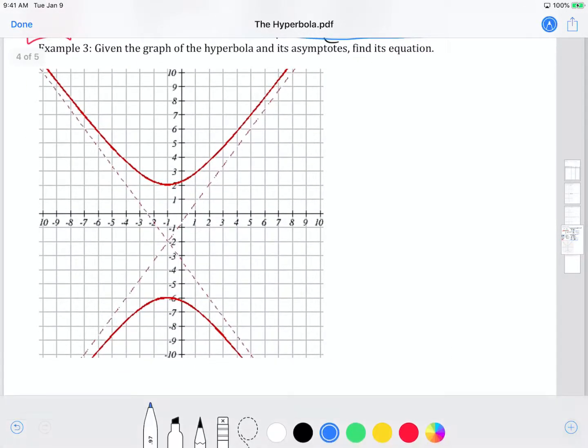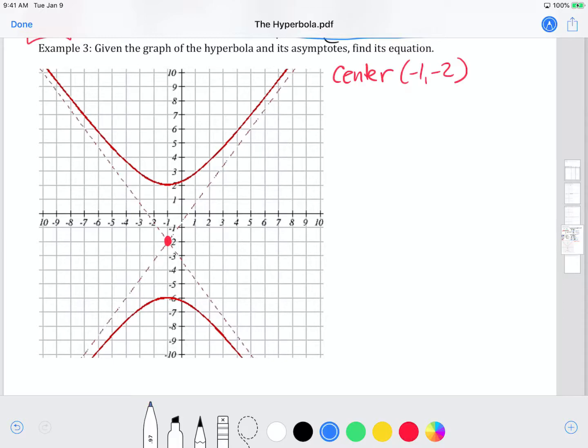Okay, last example, now we're looking at the graph. So we have to pull the major features from the graph. When I look at this, my center is going to be where my asymptotes cross. So my center is going to be at -1, -2.